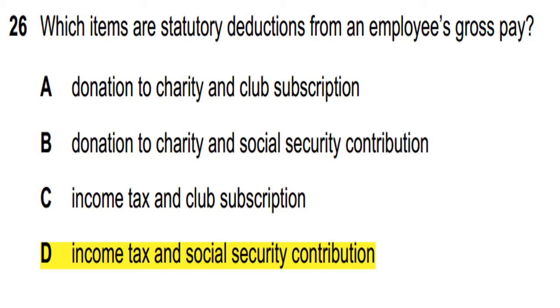And question 26: which items are statutory deductions from an employee's gross pay? And D option is income tax and social security contribution. Statutory deductions are those deductions which are mandated by the government, like income tax, social security contribution, and federal tax and provincial tax. This kind of deduction is called statutory deductions.